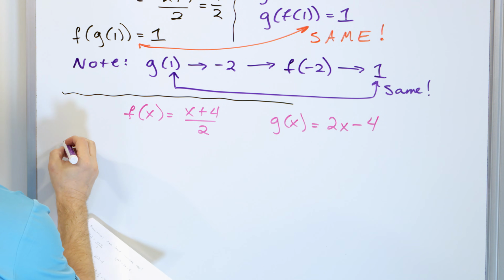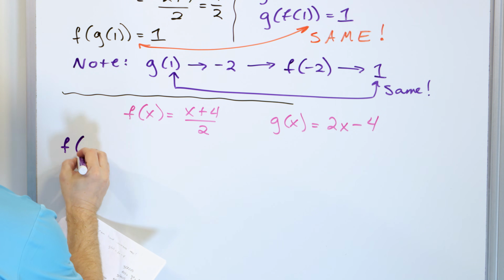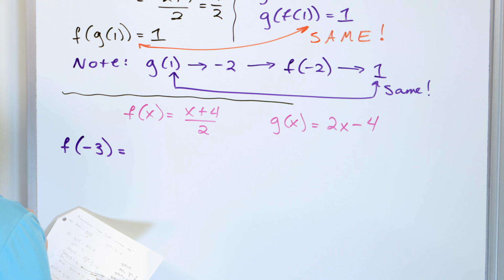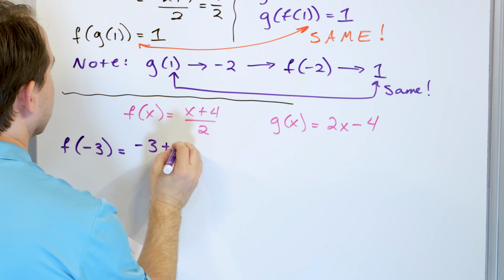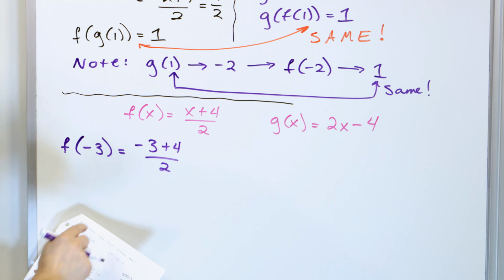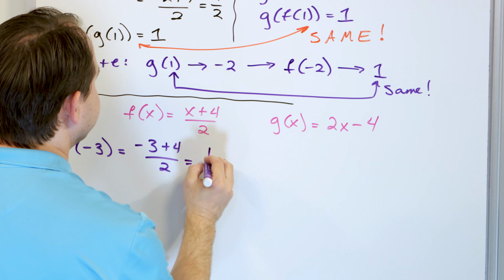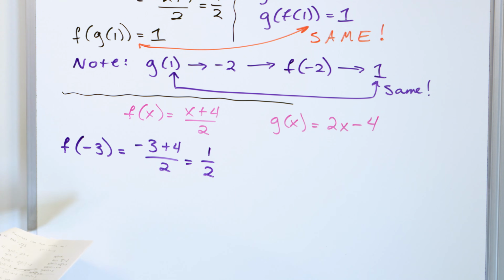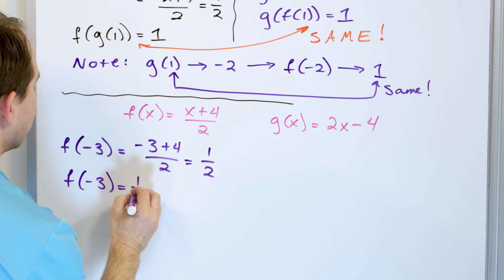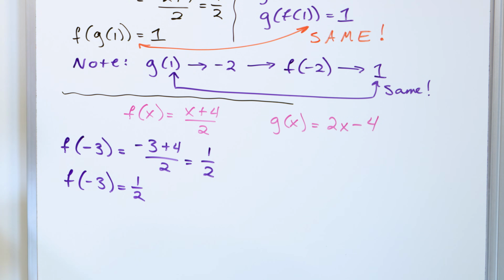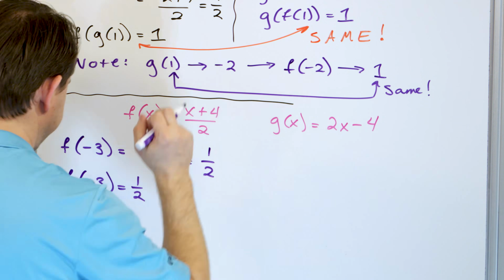Now let's do the same thing. Let's say f of -3. Let's put a -3 in here, so it'll be (-3 plus 4) over 2. So we add them on the top and we get a 1, and we get a 1/2 out of that. So what we figured out is f of -3, this intermediate answer, is 1/2 after we run it through one of the functions. Let's take that and then run it through the other function.